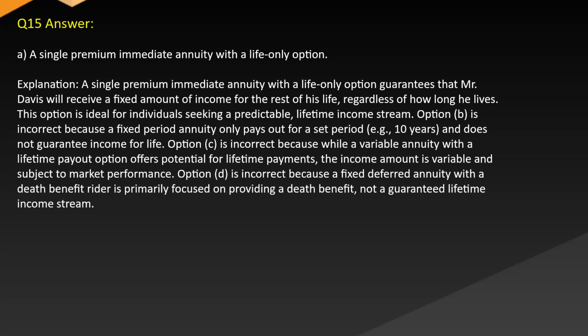Option B is incorrect because a fixed period annuity only pays out for a set period, e.g. 10 years, and does not guarantee income for life. Option C is incorrect because while a variable annuity with a lifetime payout option offers potential for lifetime payments, the income amount is variable and subject to market performance. Option D is incorrect because a fixed deferred annuity with a death benefit rider is primarily focused on providing a death benefit, not a guaranteed lifetime income stream.